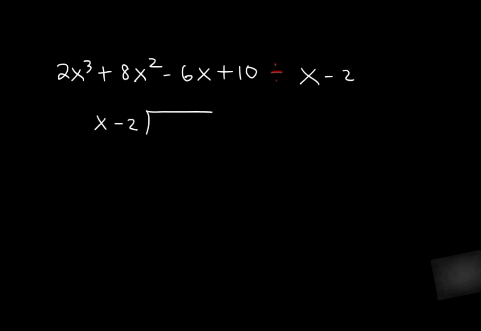Try this one. Divide 2x cubed plus 8x squared minus 6x plus 10. Go ahead and divide it by x minus 2. So feel free to pause the video and work on this example. So first, let's write it out.